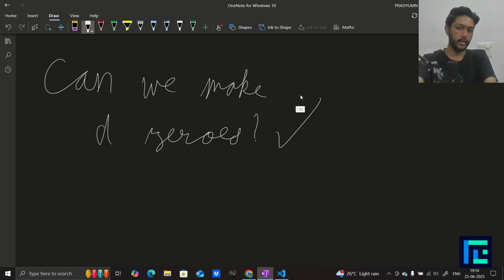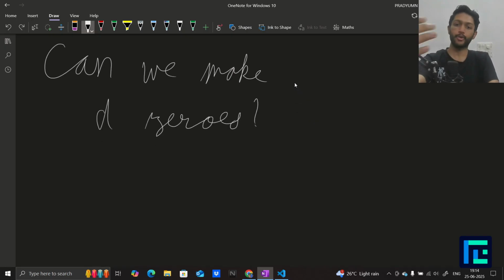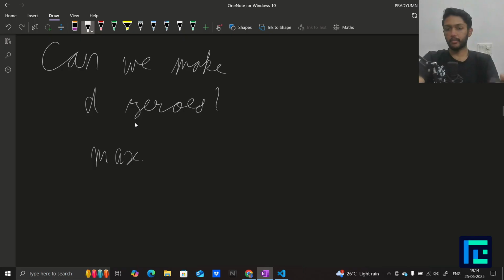We found out that. Now we can simply brute force all the possible values of this d, right? Basically we want the maximum value of d. So we can simply iterate backwards.